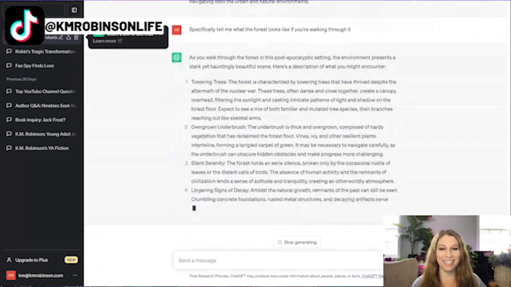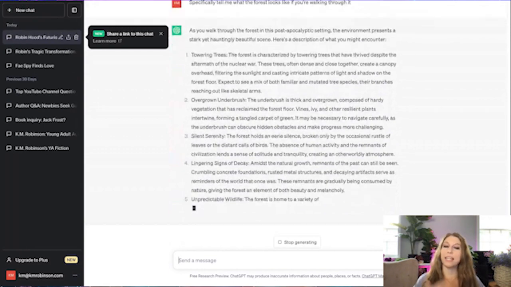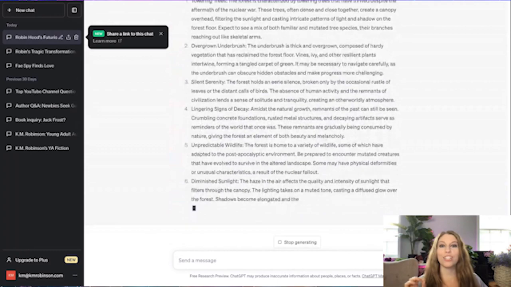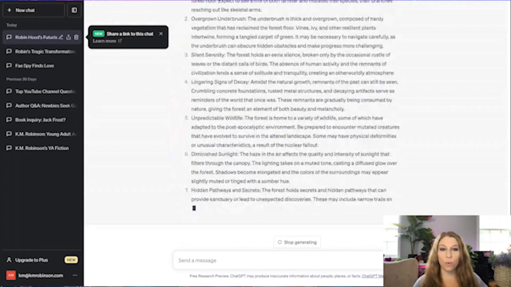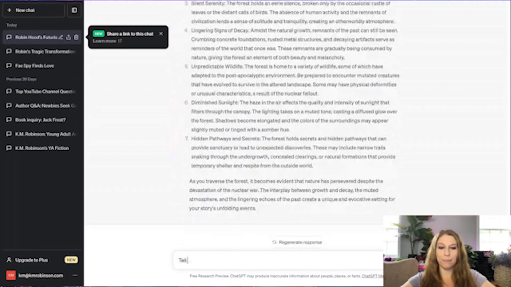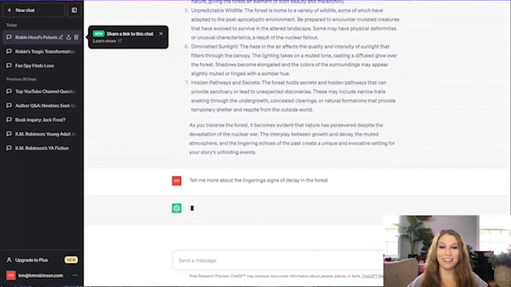Oh, okay. All right. They're getting signs of decay. Oh, see, now that I like. So we know that it has regrown at this point, but there are still lingering signs of decay. It's going to tell me more about that. So I'm going to type lingering signs of decay in the forest.